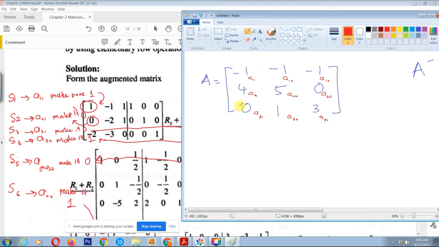So this is -1, so we should have 1. First we just copy: -1, -1, -1, 4, 5, 0, 0, 1, 3, and then we put the identity here. Identity is 1, 0, 0, 0, 1, 0, 0, 0, 1.